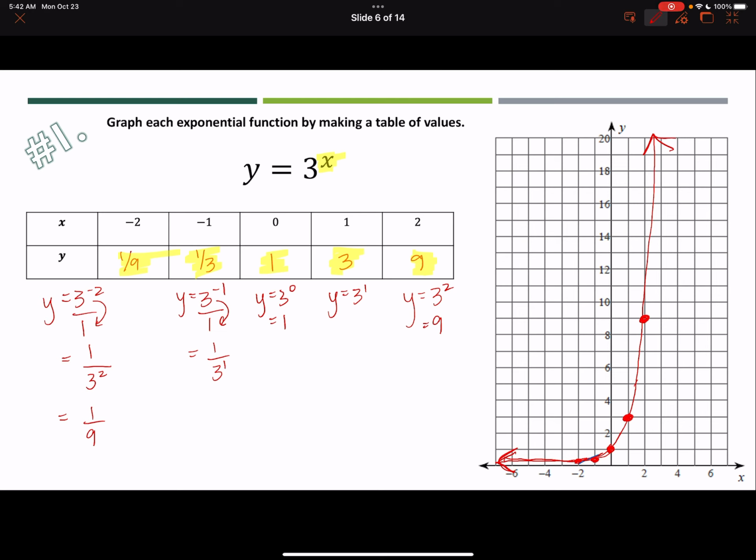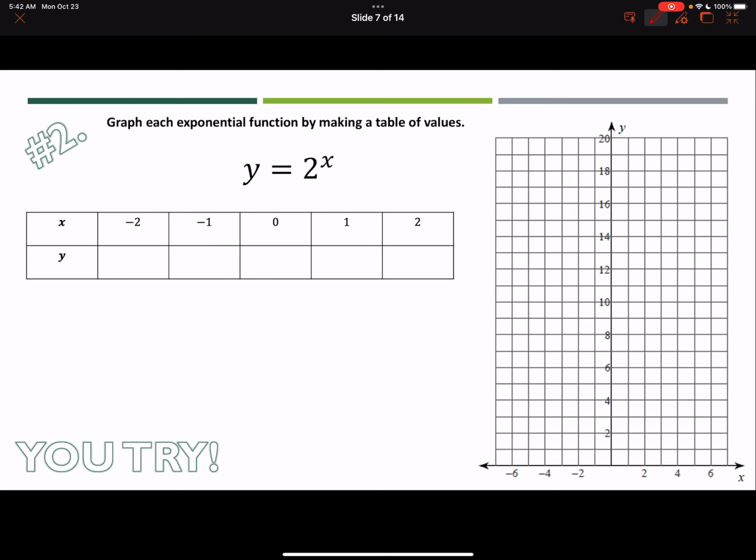So you can see the original equation had the x as the exponent. It gave us a table that showed multiplication. And then when we graphed it, it had that curve that we saw before in the notes. Okay. Pause the video now. You try this one. Plug in the x values, simplify for y, plot the points. And then when you unpause it, check your answer.